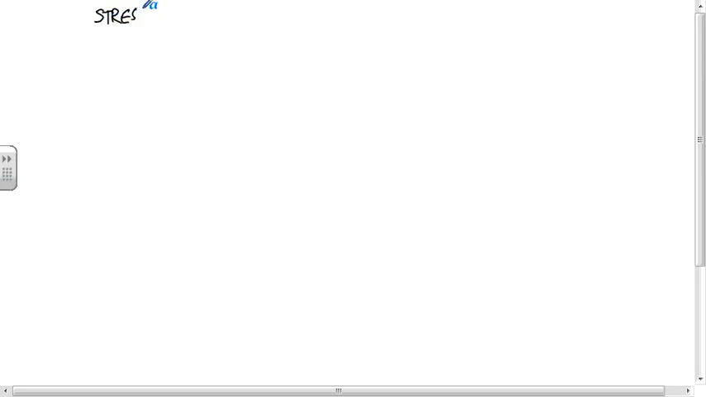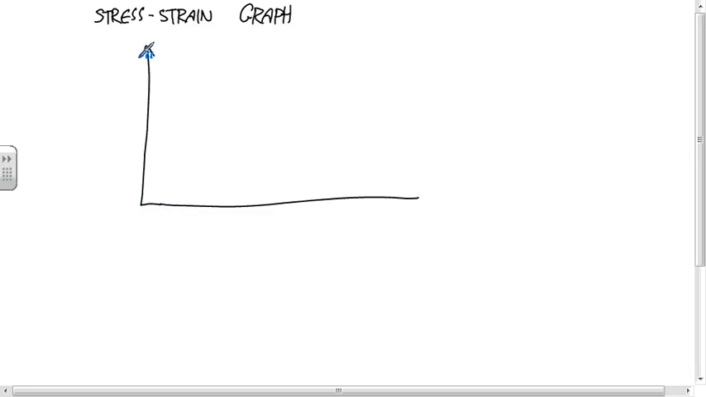I want you to think for a second about the stress strain curve or graph. If you have stress on this axis, say the XX stress, and strain on this axis, the XX strain, draw a quick sketch of what you think this curve would look like.